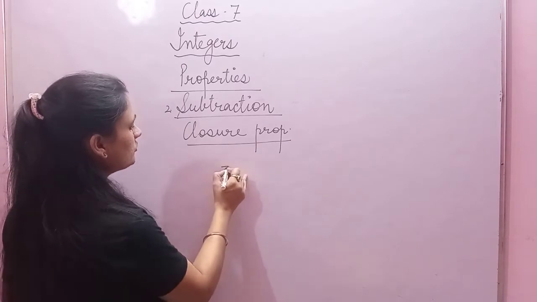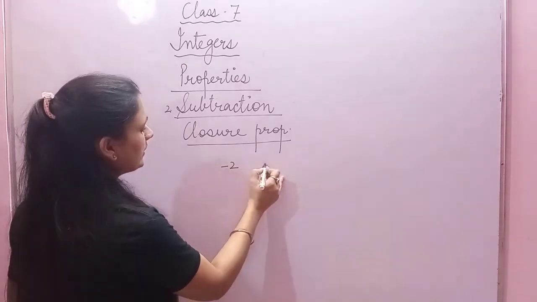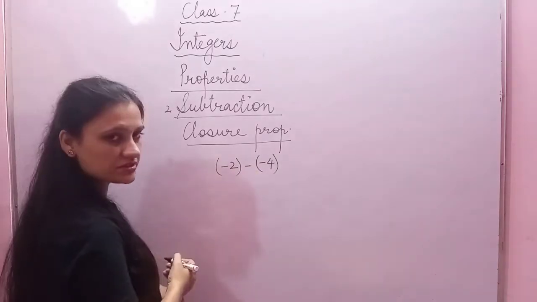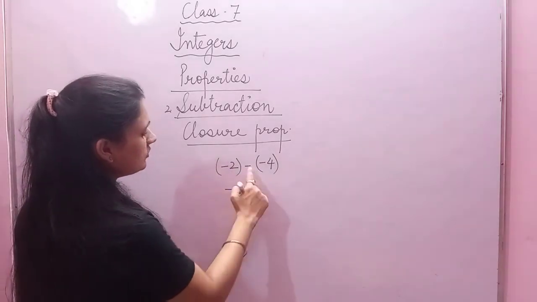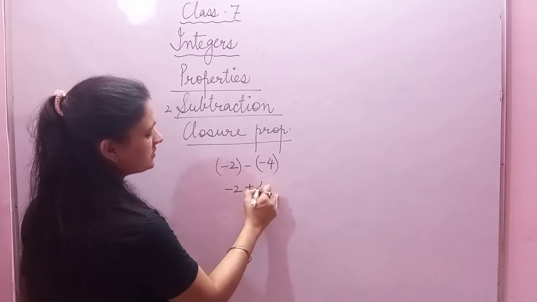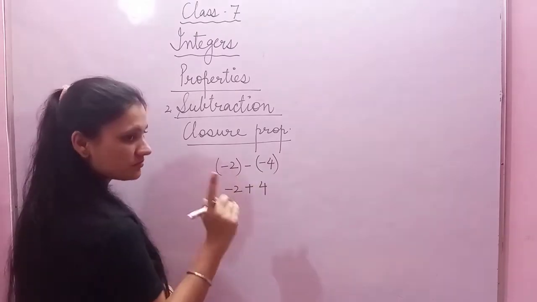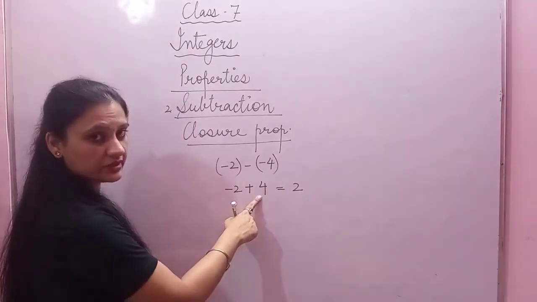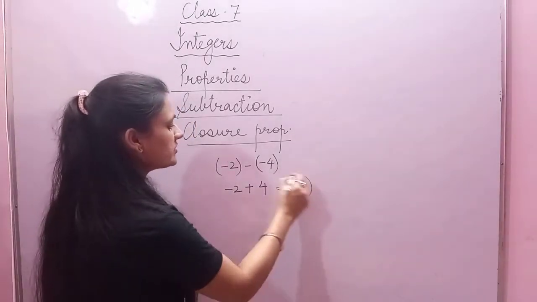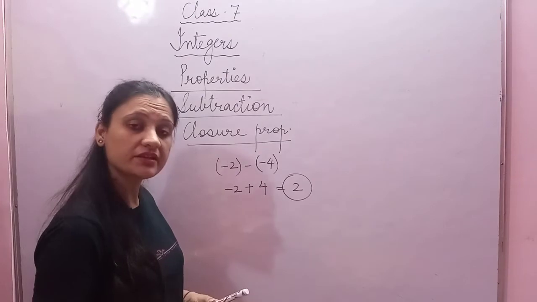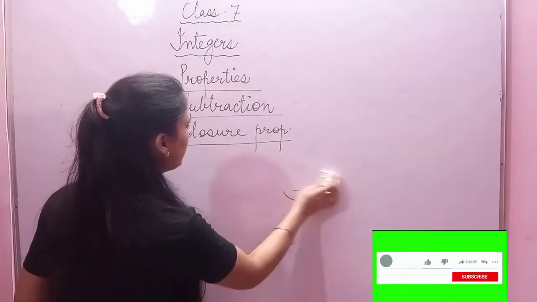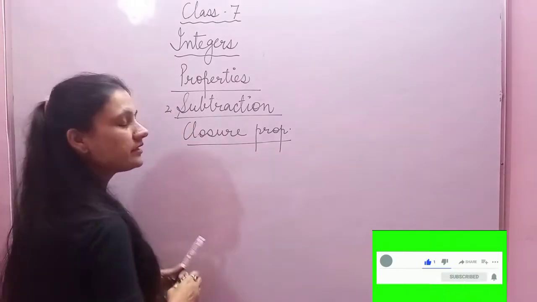Let us see, two integers are minus 2 and minus 4. Let us subtract these integers. Here minus 2 minus minus 4, plus 4. Plus minus minus. 4 minus 2 is 2. Positive, greater number positive. So 2 is an integer or not? Yes, it is an integer. So what does it mean? The closure property means if you subtract two integers, you'll get an integer.